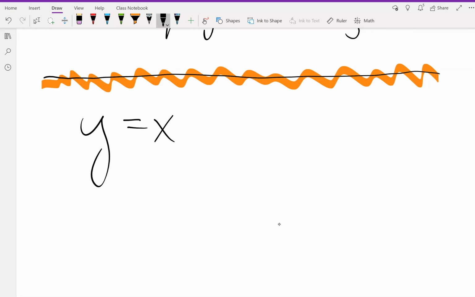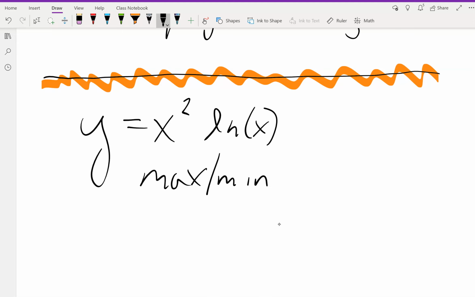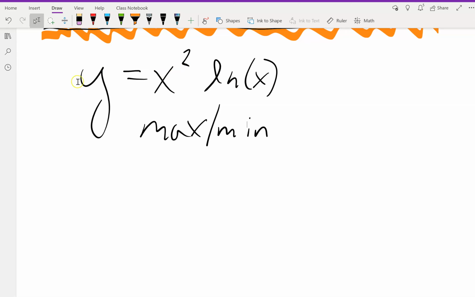Let's say I want to graph y equals x squared ln of x. And I shouldn't say graph. All I care about is finding the max and mins. Let's get back into the game again. If this is my profit function, what would be the maximum profit? If this is my cost function, what's the minimum cost? If this is my productivity values, where is maximum productivity?